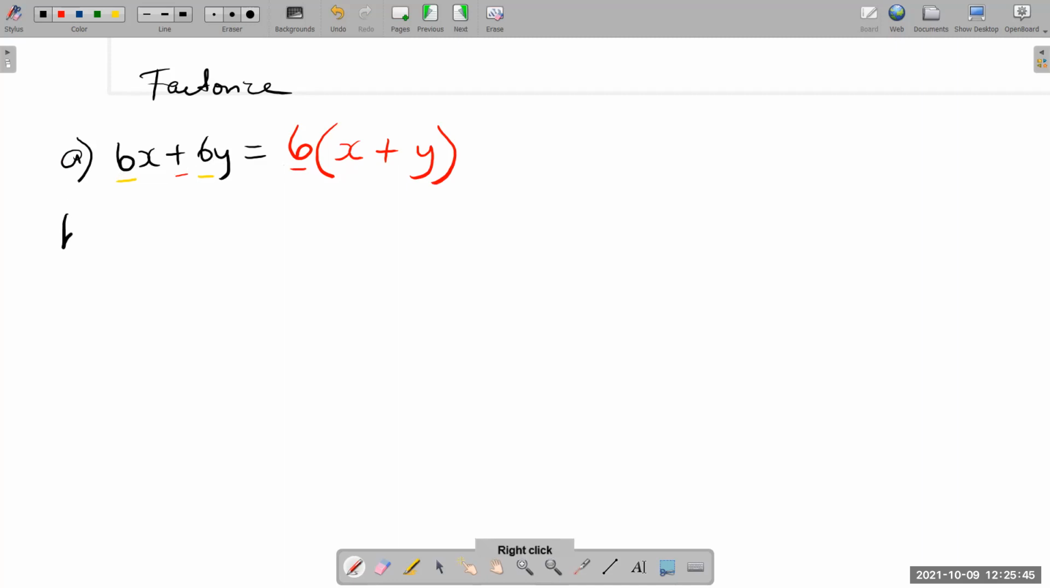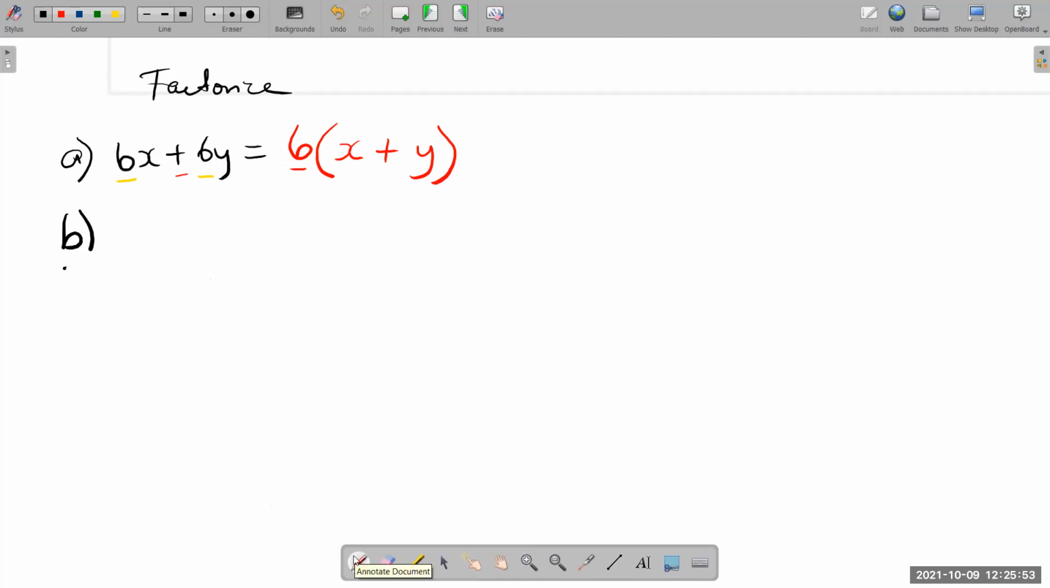Let's try another one, B. Another example, but instead of using a constant, let's use a variable. So let's look at MA plus MB. Now here we have no coefficients, we have no constants. We just have a combination of two variables, M and A, M and B. What is common between MA and MB? M, right? So that means I can pull out M.